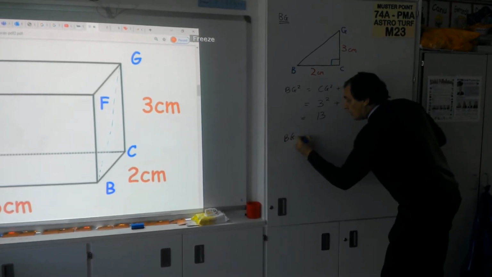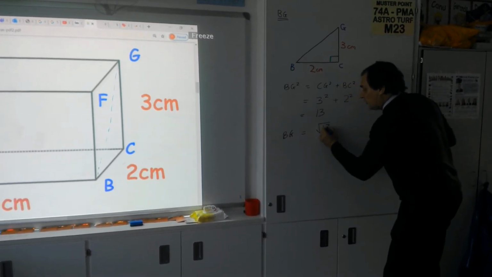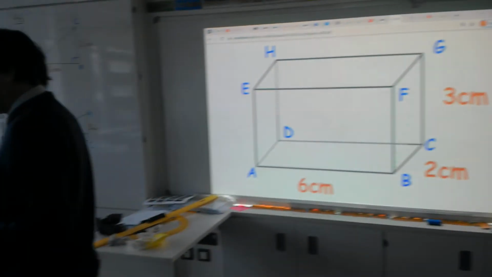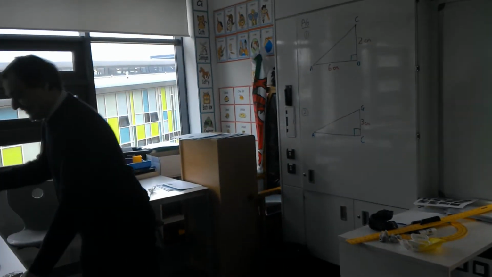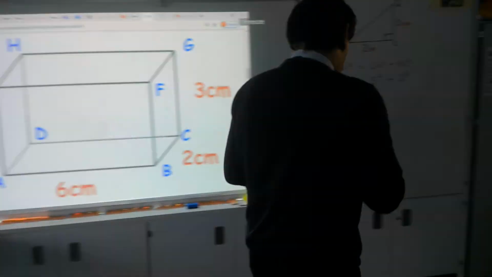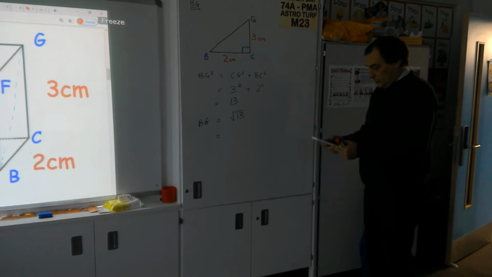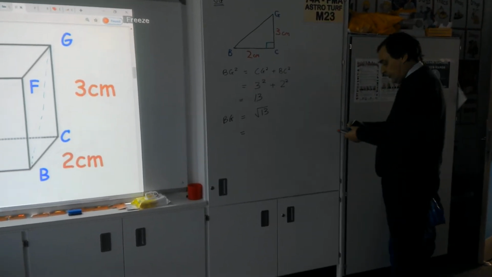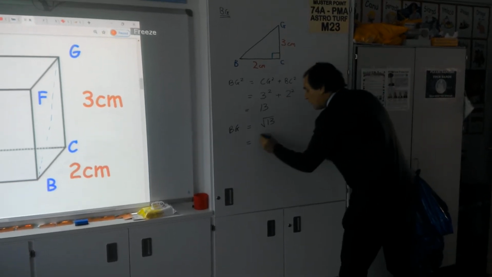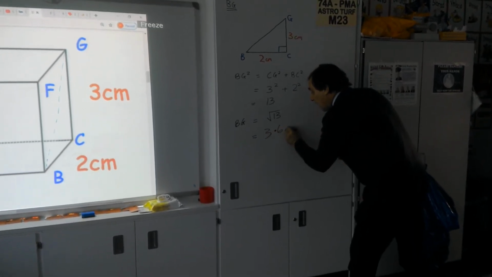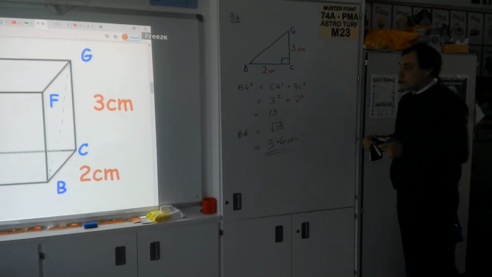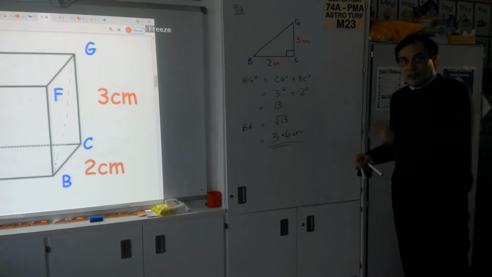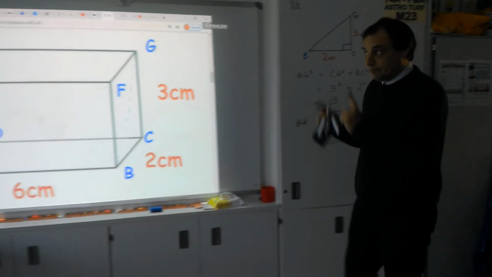To find BG itself, we've got to find the square root of 13, which I'm going to go over here and get a calculator. The square root of 13 is 3.6. So 3.6 will give us BG. Now that's known as a direct calculation, and that's one they normally give you on an exam paper just to warm you up. Now this is where it gets difficult.